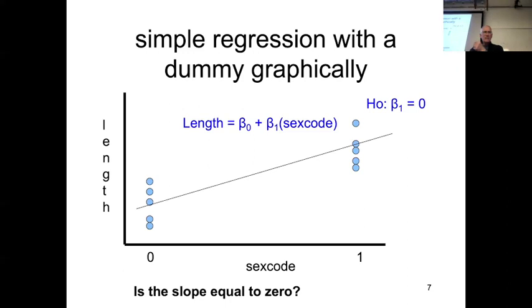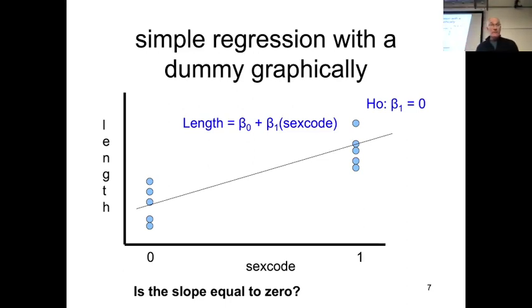What does the slope have to do with comparing two groups? Can anybody speculate? Because we've got these two stacks of data, right? So for the males, you've got this stack here, a bunch of lengths. For the females, you've got a stack here. So what would it mean if that line, the line of best fit there, was horizontal, which corresponds to a slope being equal to 0? Yeah, Flavi.